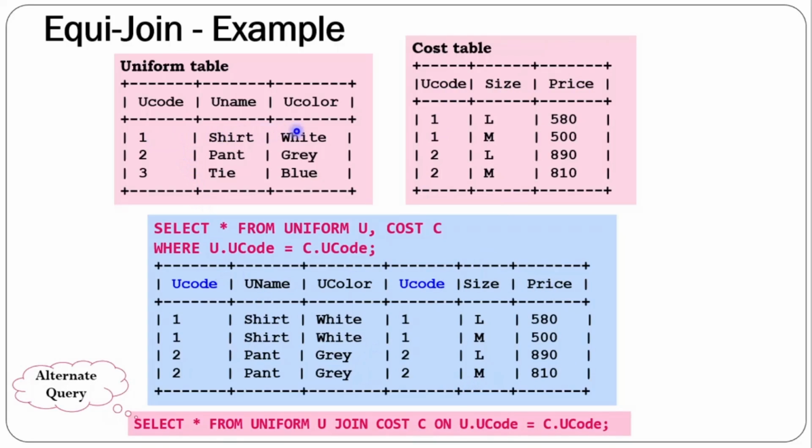First, 1 shirt white and 1 large 580. That row is displayed: 1 shirt white, 1 large 580. After that, using the same row, 1 shirt white, one more matching row is found here, 1 M 500. After that, the next row will be retrieved.